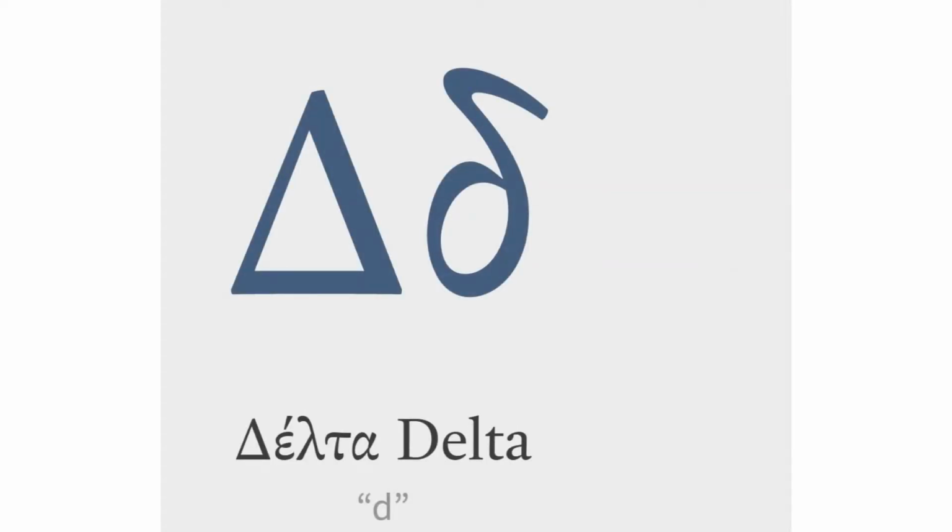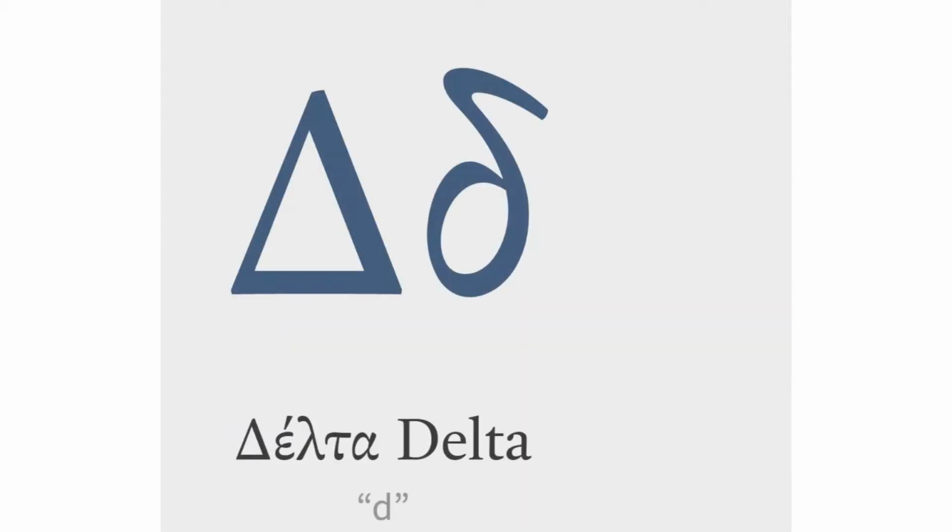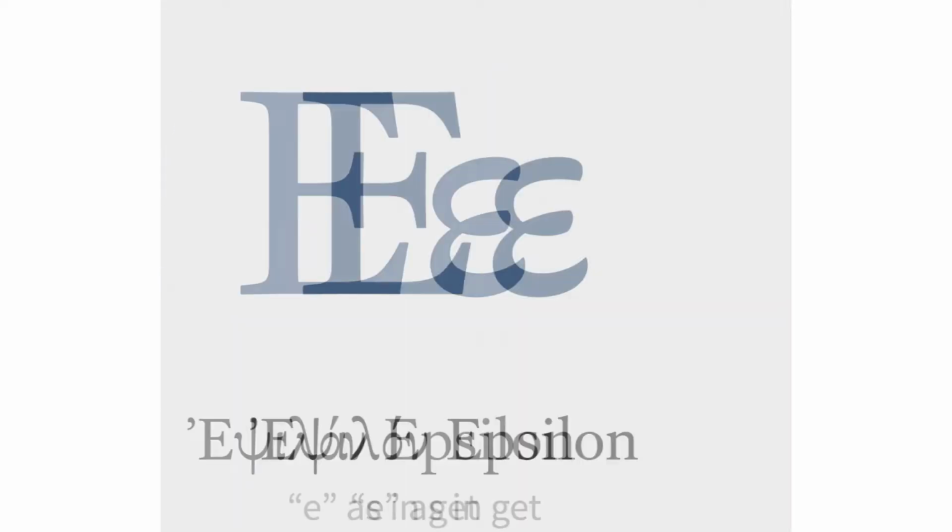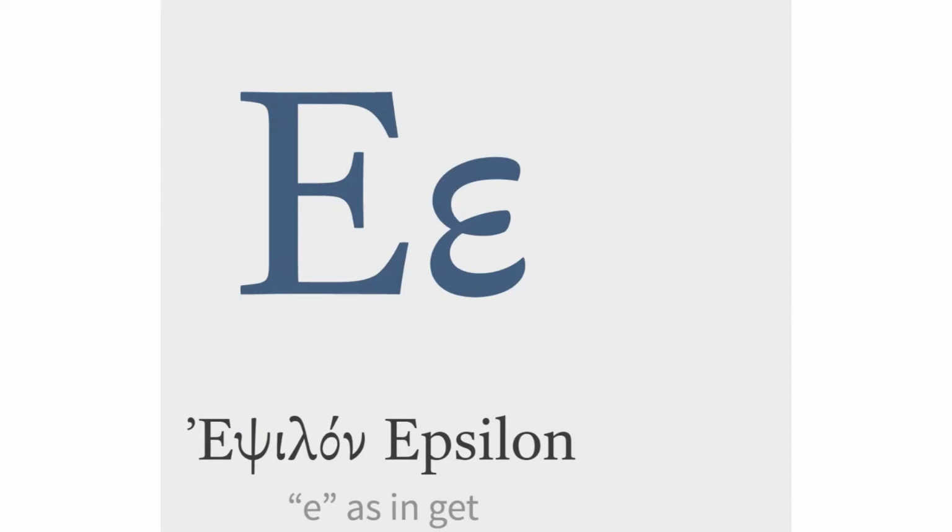You may have heard about delta, maybe with a delta wing aircraft shaped like that. The upper case on the left, and then the lower case on the right is sort of a D with a little curly Q on the end of it, whatever you call it. Then epsilon. There's the capital, and here's the lowercase. Epsilon. It's the E sound, just like in English.